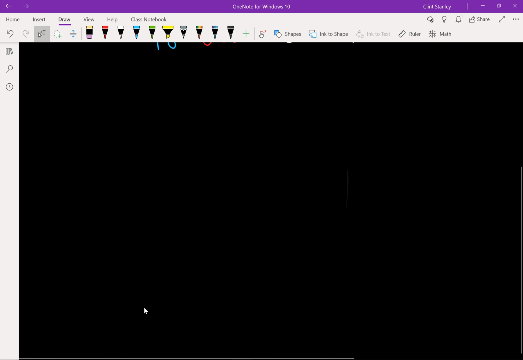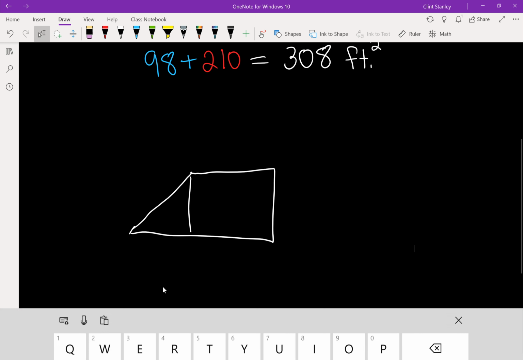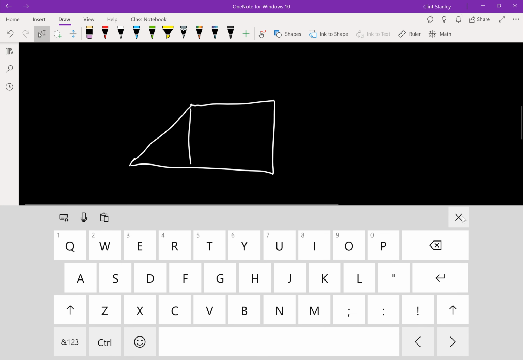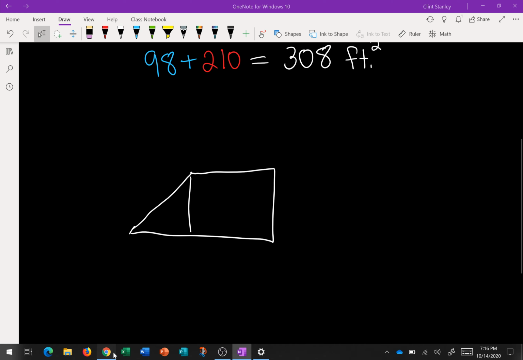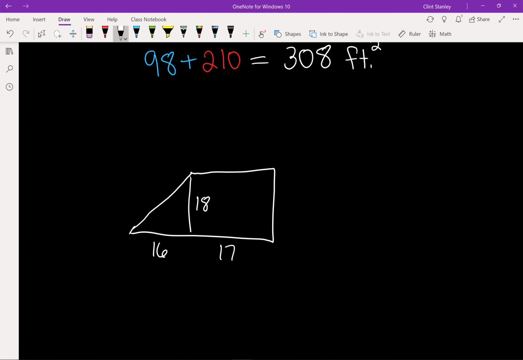Let's see if I can draw a little better this time. Triangle and then a rectangle. It's not much better. And I forgot 16, 18, and something. 16, 18, 17. Okay, so now we got to figure out the distance around the outside. So we want all of these sides and we want to add them together.